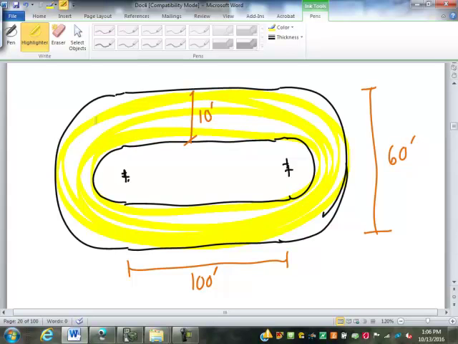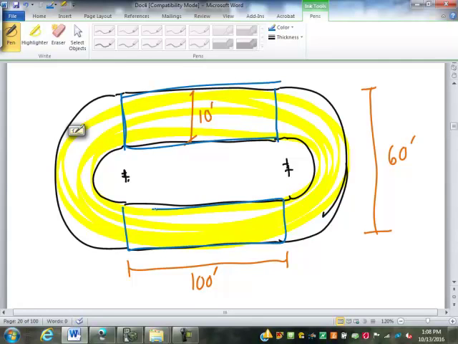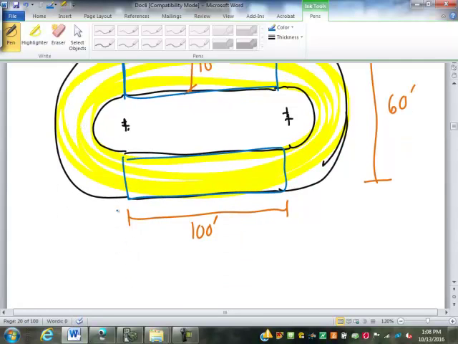I want to give you guys a second to think about it, then we'll talk about it. So for area, here I have two rectangles. I have this one and this one. Now, fortunately, they're both the same size. Those rectangles are each 100 by 10, or 1,000 square feet each. So I'm just going to write that down twice. So that's my two rectangles, here and here.